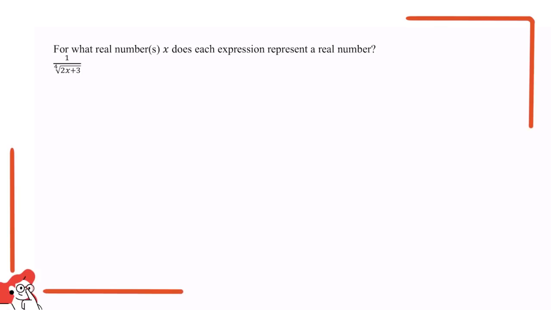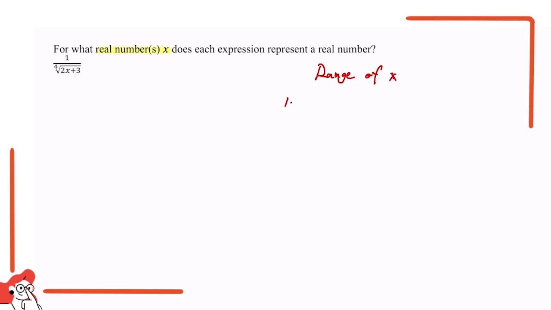So our question says that for what real number x does each expression represent a real number, alright? This type of question is actually trying to ask you to derive the range of x, okay? Range of x. And typically we're going to derive the range of x through this target down below here, alright?